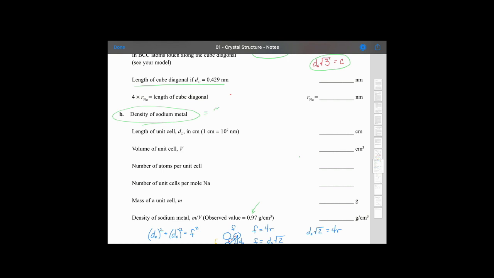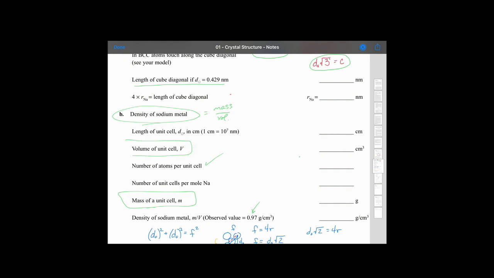Remember that density is mass per volume. So what's the mass of a unit cell? We can calculate that because we know how many atoms are in there, right? For this structure, body-centered cubic, we know how many atoms there are. So we're going to go from number of atoms, use our calculation to figure out what those atoms weigh, and so we get a mass of the unit cell.